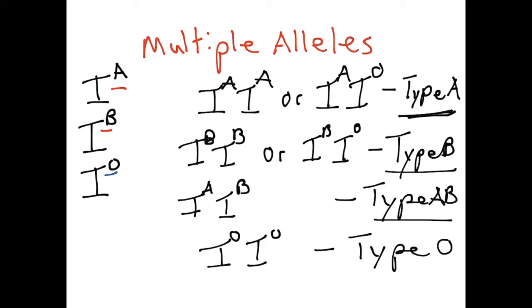So we have four different blood types, six different phenotypes. I'm sorry, six different genotypes for those four phenotypes of blood type: A, B, AB, and O.